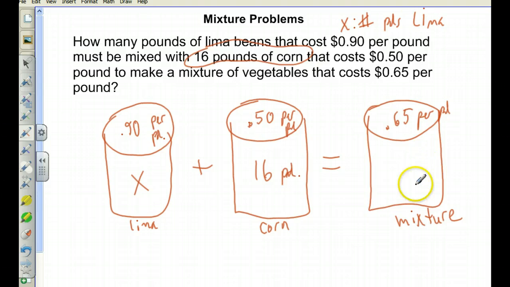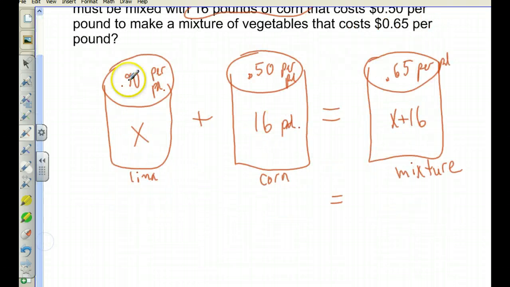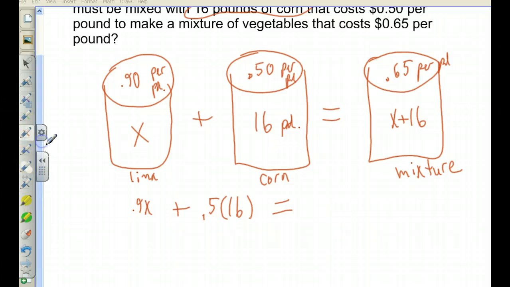Well, the key to this problem is understanding how much mixture you have. You have X pounds of this, 16 pounds of this, so you have X plus 16 pounds. That's just a matter of thinking, okay, let's set up an equation. We almost have it here. This would be 0.9 times X plus 0.5 times 16 equals, I guess I drew that a little too quick here, equals 0.65 times (X plus 16).